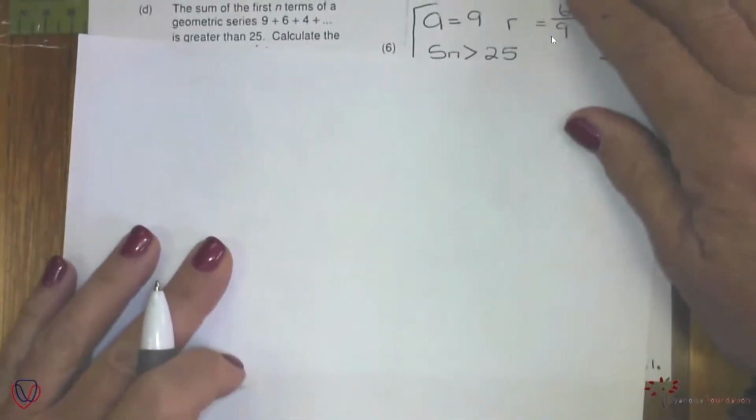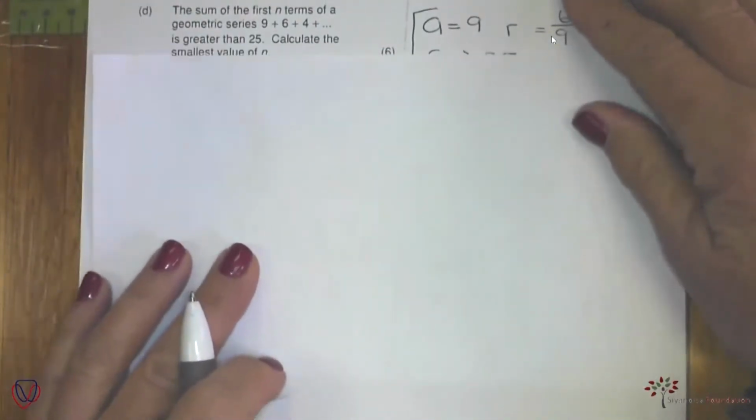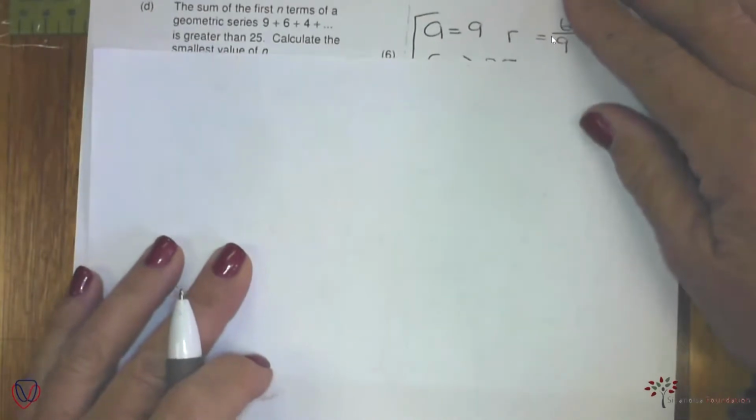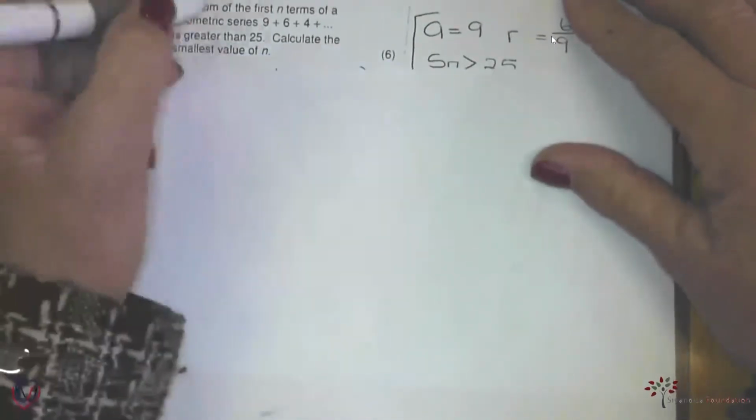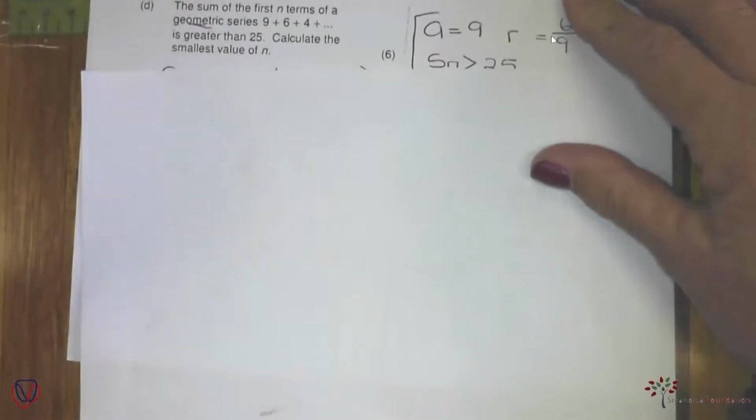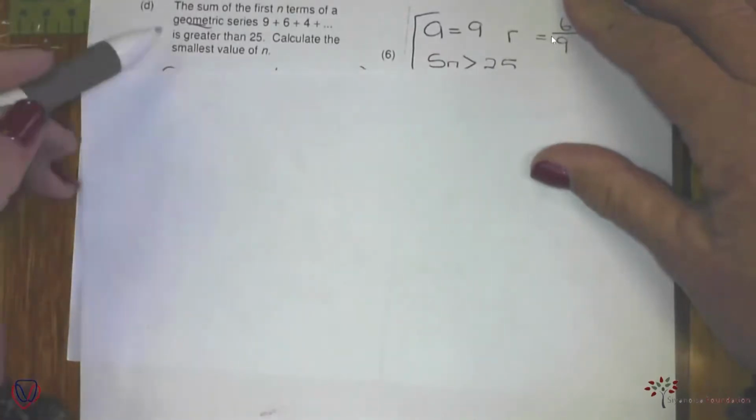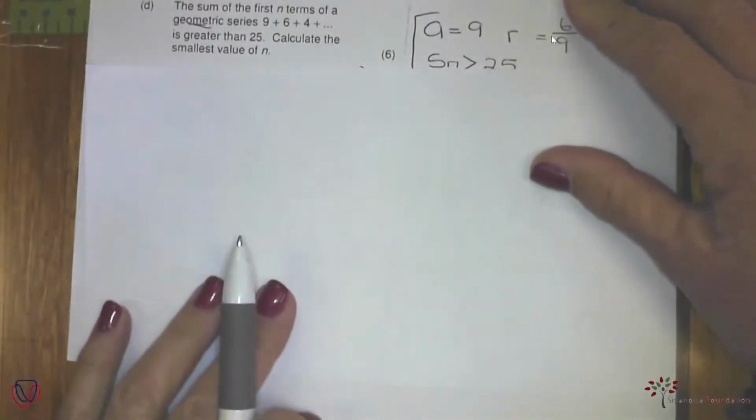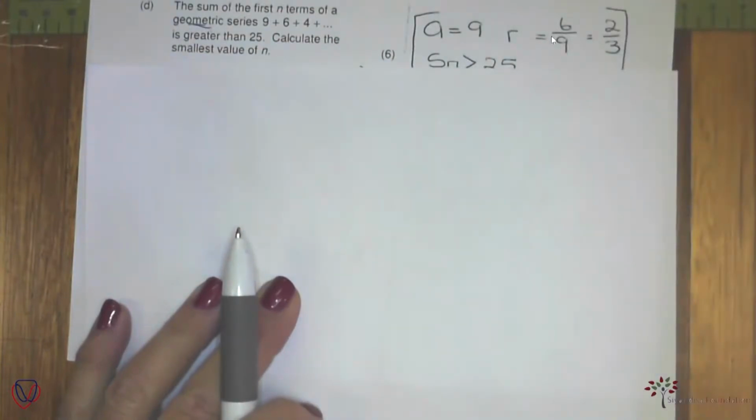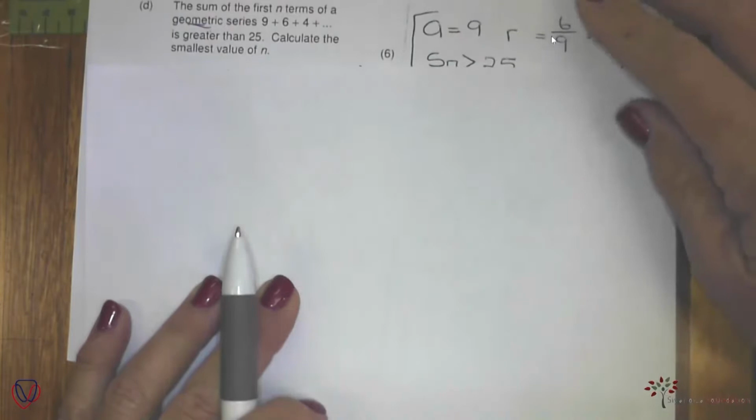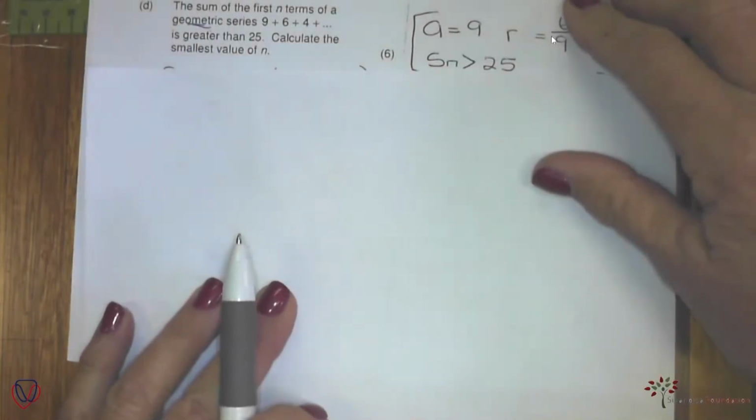The next question, D. The sum of the first n terms of a geometric series, now it's geometric, right? Is 9 plus 6 plus 4 and so on, and it is greater than 25. Calculate the smallest value of n. We had a similar sum just now. It was just more difficult than this one.